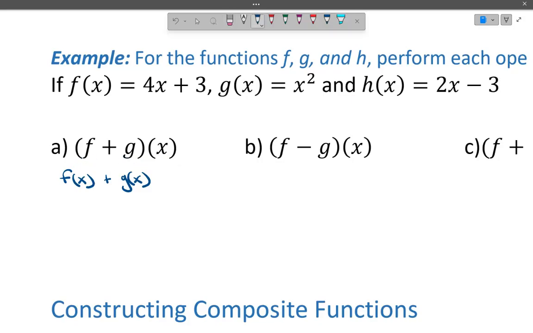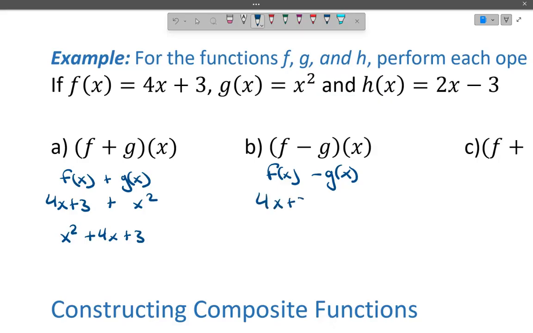So we have f of x is 4x plus 3, and g of x is x squared. We're just adding these functions together and combining any like terms. Since there are no like terms to combine, we write it in standard notation. We're going to apply the same thing here. We're going to take f of x, and we are going to subtract g of x. Again, subtraction is not commutative, so we want to make sure that we're applying that in the correct order. So 4x plus 3 minus g of x, which is x squared. So we're left with negative x squared plus 4x plus 3.